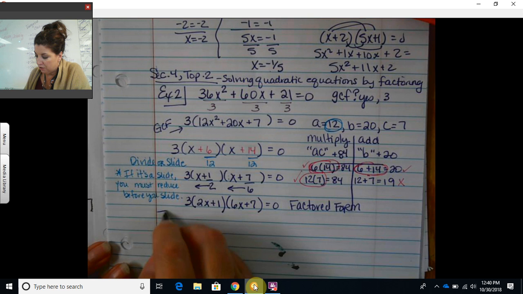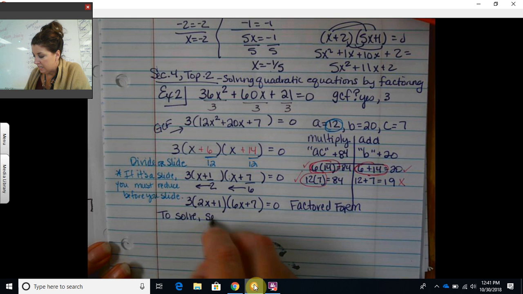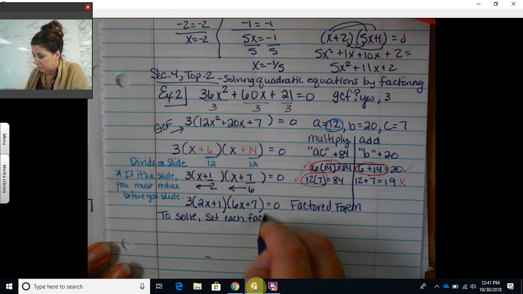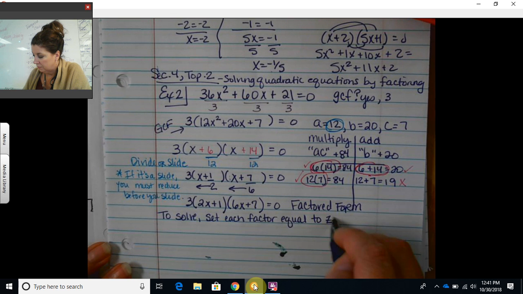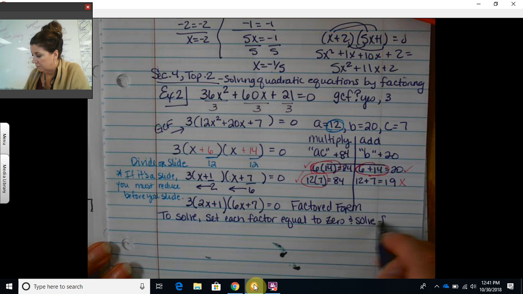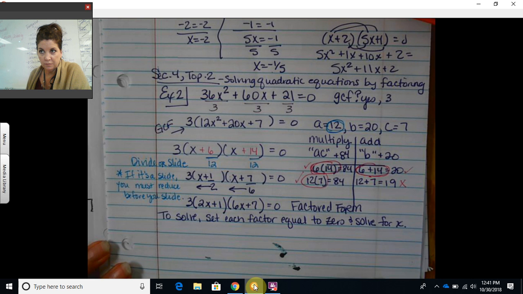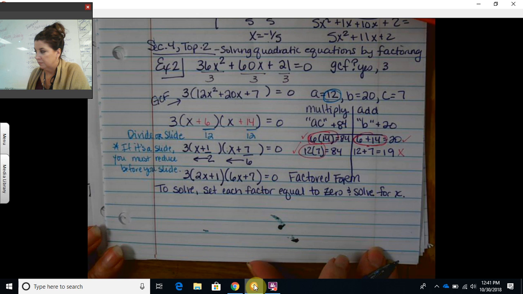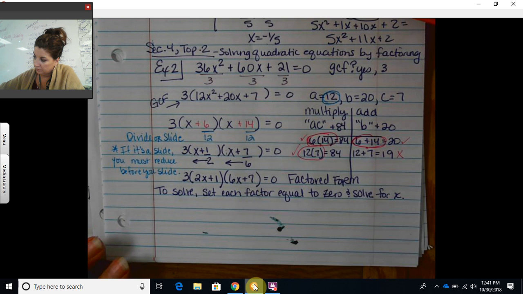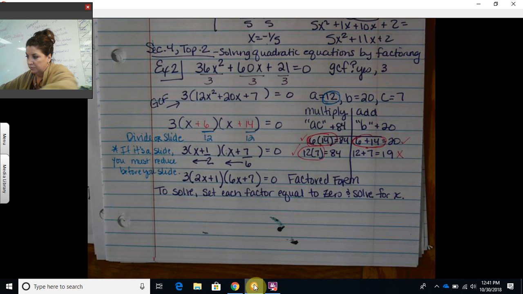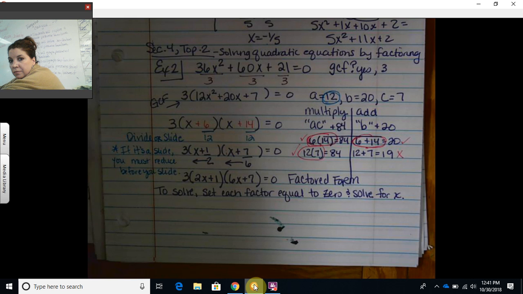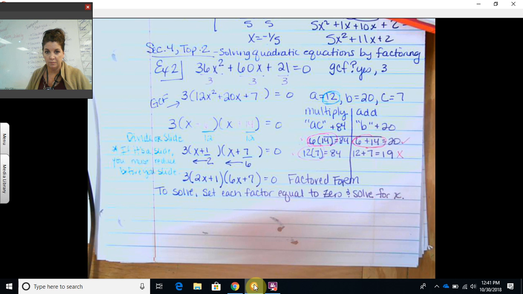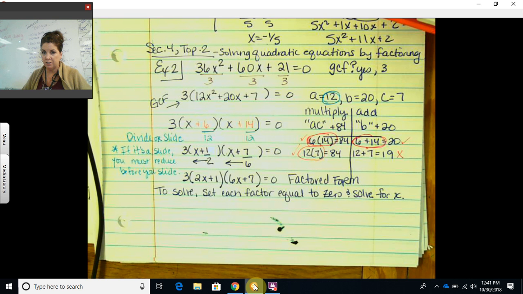So to solve, set each factor equal to 0 and solve for x. So set each factor equal to 0 and solve for x.